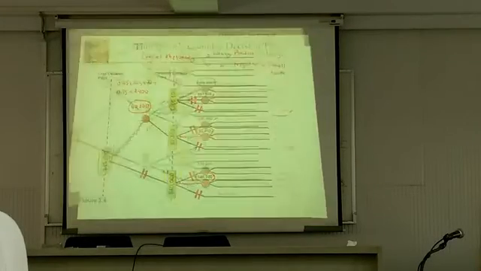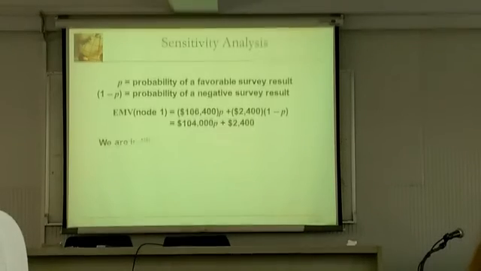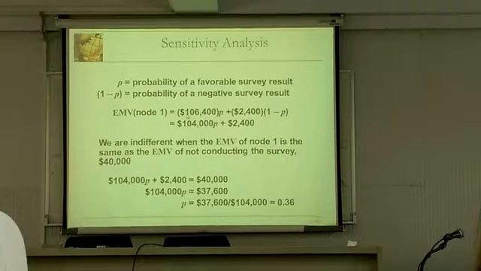Alright, so let's look at the equation. The equation is going to be equal to the EMV on that node. It's going to be 106,400 multiplied by P. It used to be 0.45, now we replace it with a decision variable P, plus 2400 multiplied by 1 minus P. We got this after you do the algebra. Then you set this equal to 40,000.